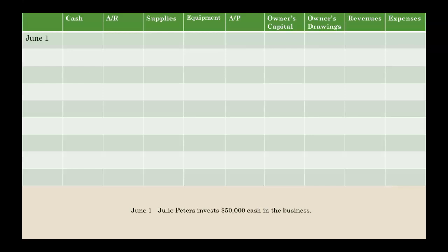So now our first transaction. On June 1st, Julie Peters, the owner, invests $50,000 cash in the business. So which accounts are going to be affected? Well, cash is involved. Julie is putting cash into the business. So cash will be involved, and owner's capital because she's investing in the business. So both cash and owner's capital increase by $50,000.